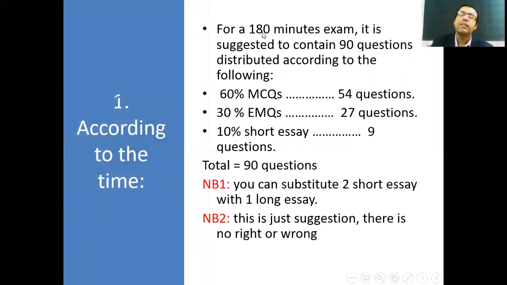For the 180 minutes exam, it is suggested to contain 90 questions distributed according to the following. For example, 60% MCQs, that's to say 54 questions, 30% extended matching questions, 27 questions, and 10% short essays, that's to say 9. Total number of questions, 90 questions.